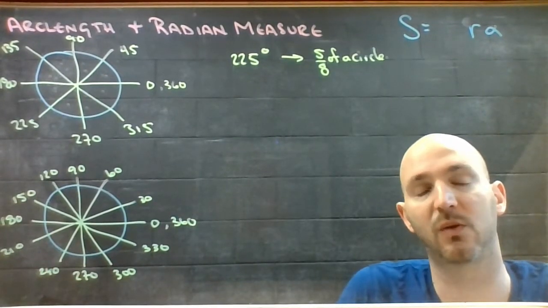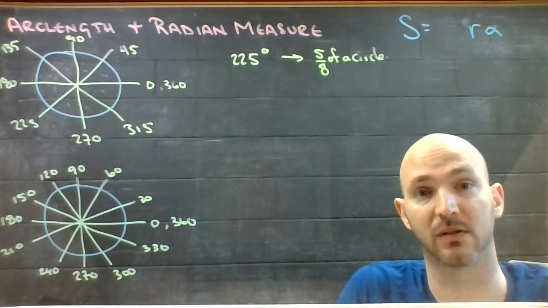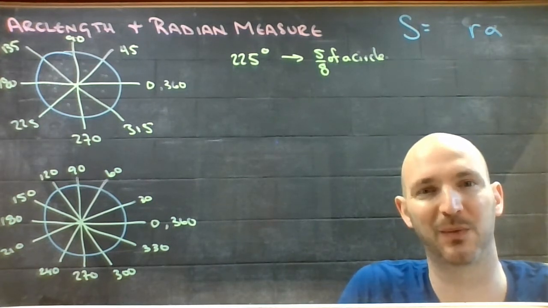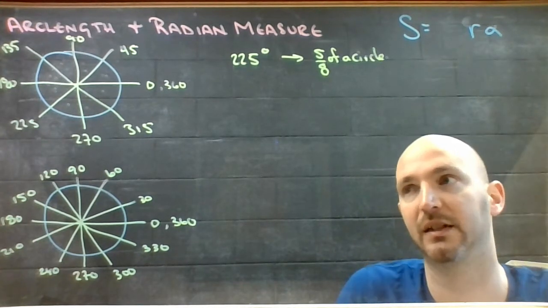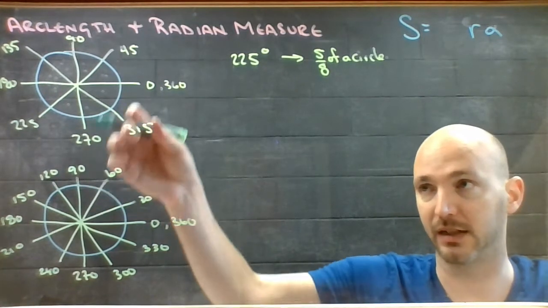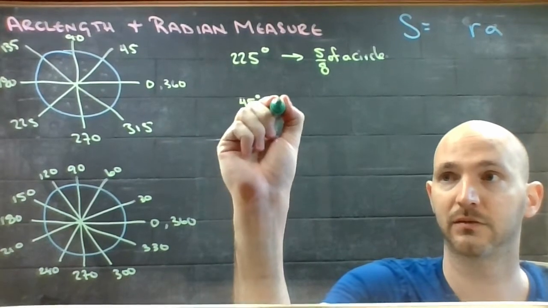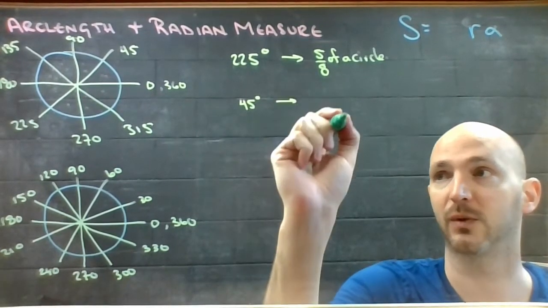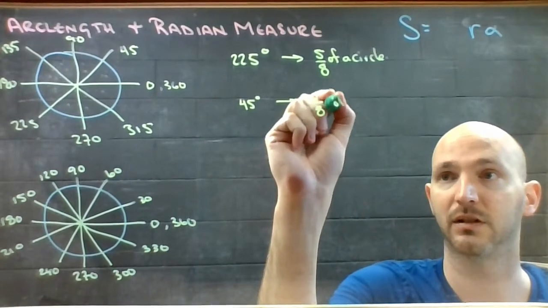So don't call it 225 degrees. Call it 5/8 of a circle. And then you don't have to worry about this conversion factor that I just erased there. If you pick another one from up here, let's say 45, 45 would be 1/8 of a circle.